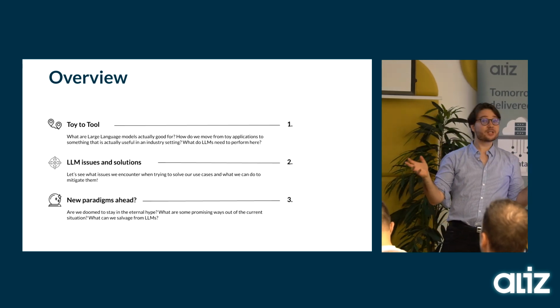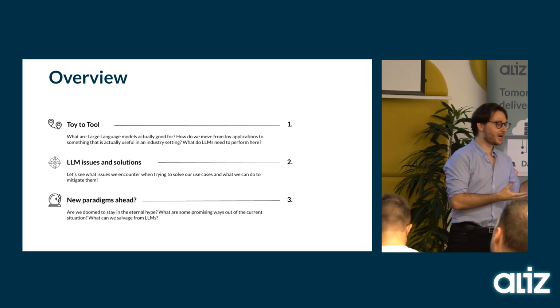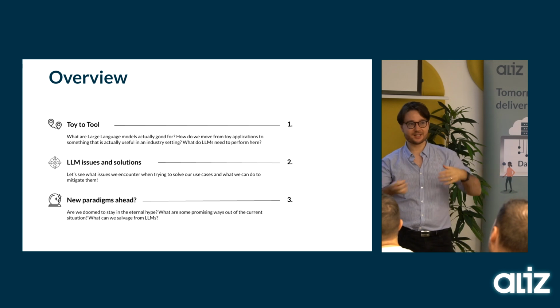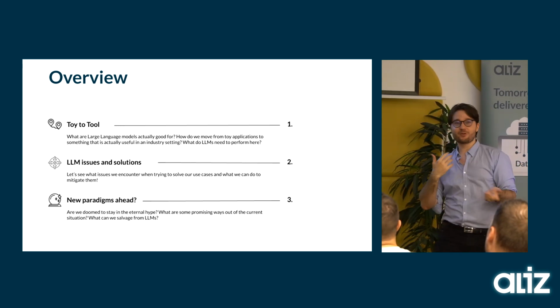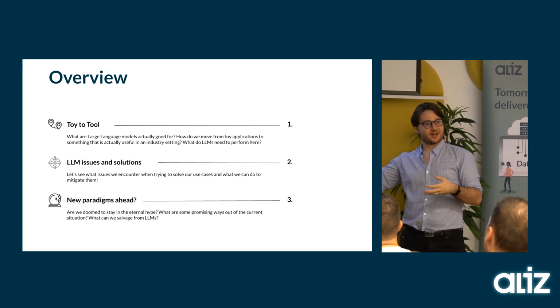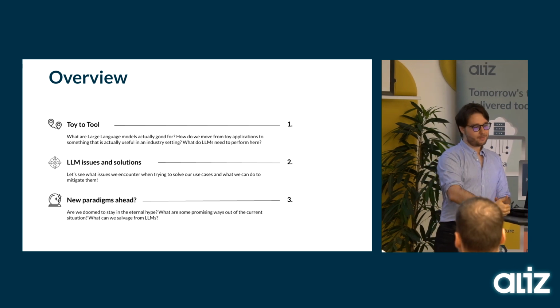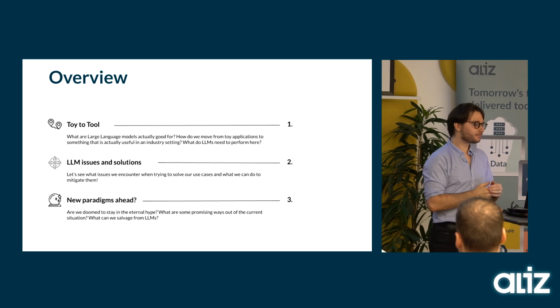So the talk is going to be broken down into 3 main sections. First, we're going to take a look at how we can take something that is a toy, something that we've all messed with and had it generate some fun things, or maybe used for some creative writing prompts, to something that is actually generating business value. How we as Aliz are trying to actually make something useful with these tools.